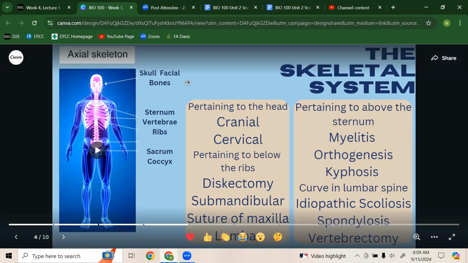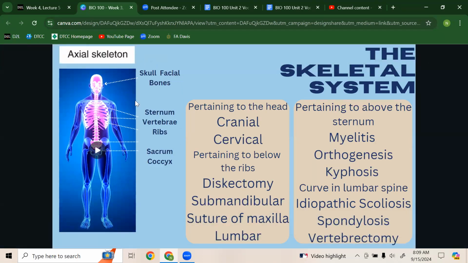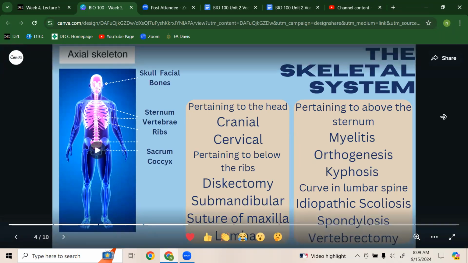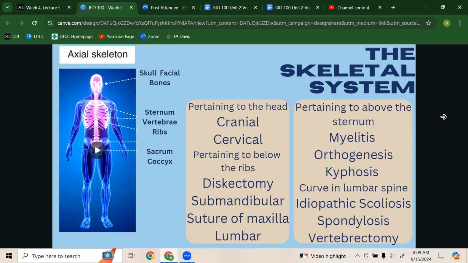You guys don't need to necessarily memorize everything I just said. You should be able to identify that these are the bones that make up the axial skeleton. And you'll see next slide when we do the appendicular skeleton, that's everything else. If you know the bones that make up the axial skeleton, then you know what makes up the appendicular skeleton because it's just everything besides these few.